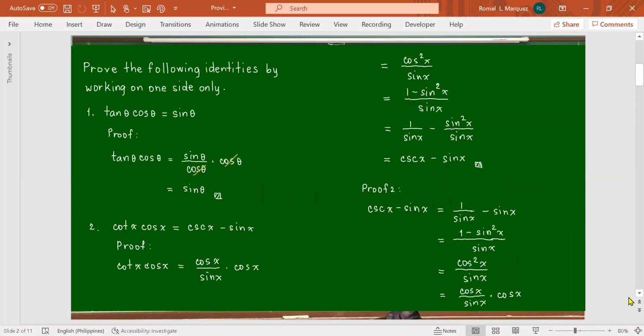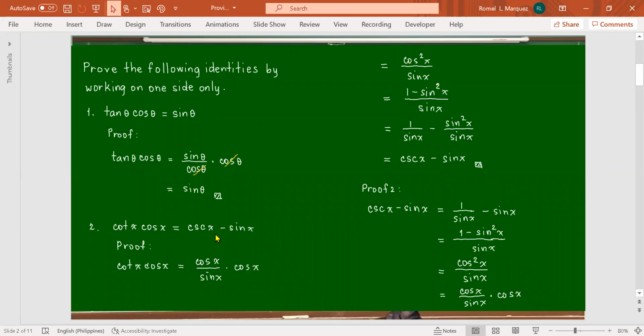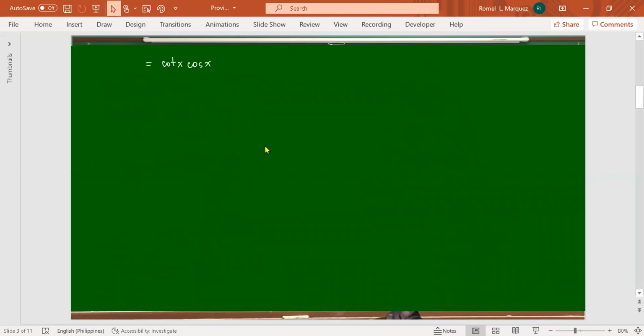Cosine x over sine x is what trigonometric function equal to this quotient? From the quotient identity, that is equal to cotangent x, then multiplied by cosine x. Well, that's it. Since we are able to express this difference in terms of cotangent x and cosine x, we're done. So we have proven that the right is equal to the left, okay? And that makes it really an identity.